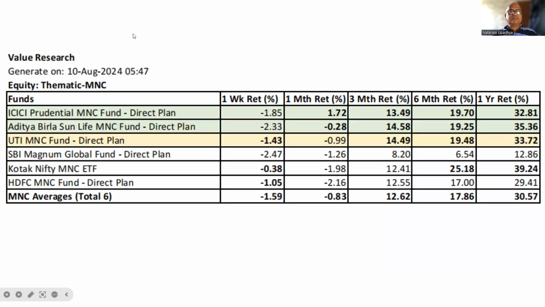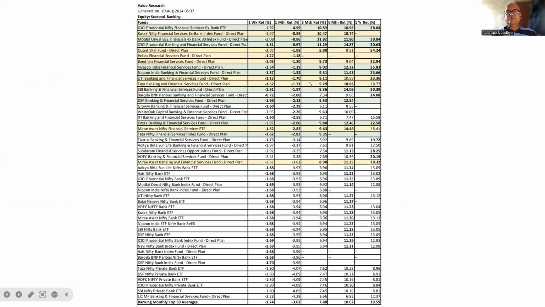Now MNC Funds. The name MNC sounds promising, but their performance has been subpar. Out of the 6 such funds, only 2 made it to the green status: ICICI Prudential MNC Fund, Aditya Birla Sun Life MNC Fund. At least ICICI Prudential MNC Fund gave a positive monthly return, but Aditya Birla Sun Life MNC Fund was negative for the month. The best annual return was by Aditya Birla Sun Life MNC Fund at 35.36%. Not a great story to write home about.